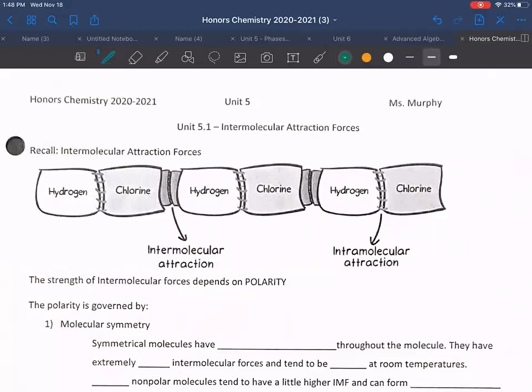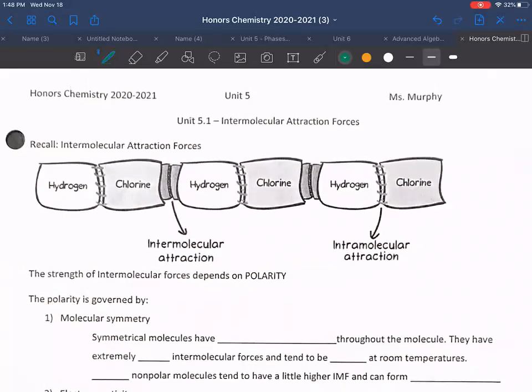Okay, so this is our first introduction to Unit 5, and we're going to talk about intermolecular attraction forces. I know I briefly talked about this before, so part of this is going to feel like review, but I want to make sure that you are solidified on your thinking when it comes to intermolecular attraction forces, and then talk about it in a little bit more depth.